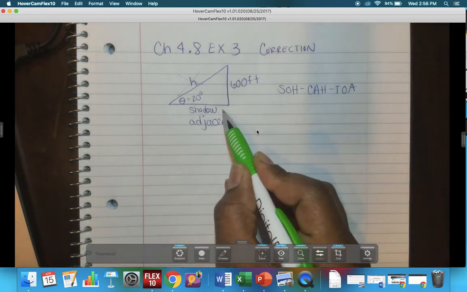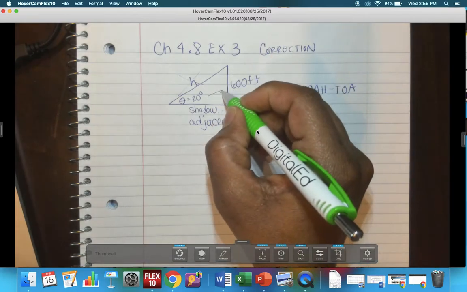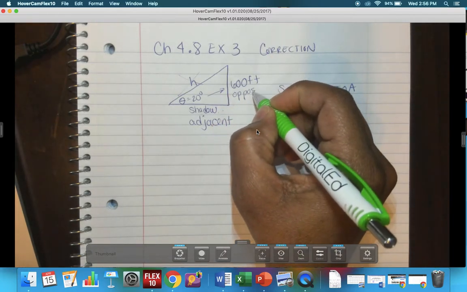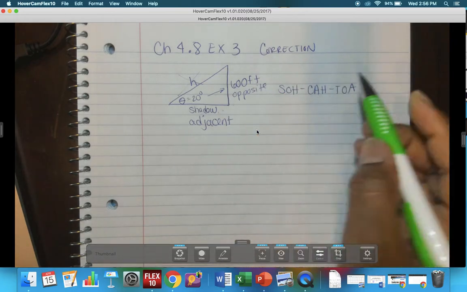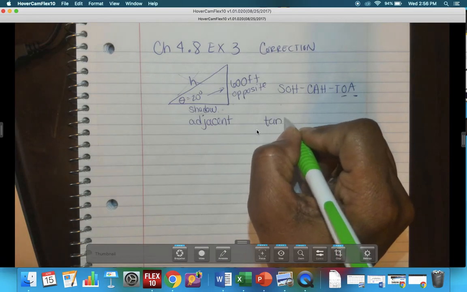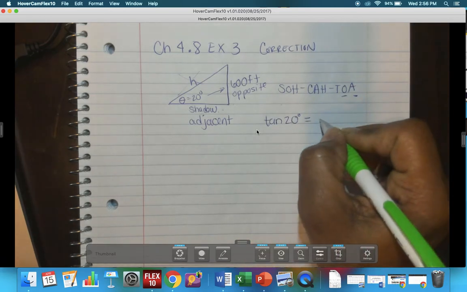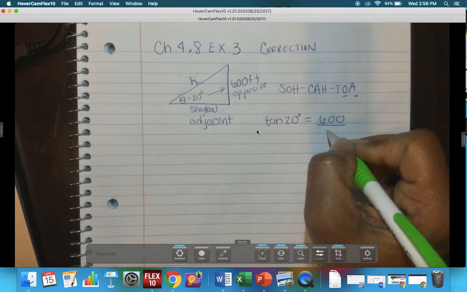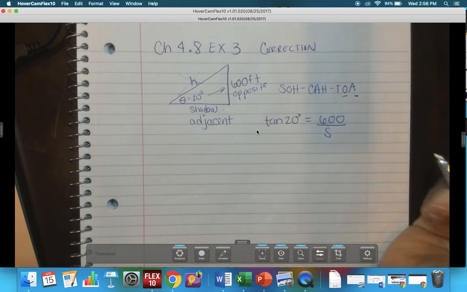So because I'm looking for this side down here, and I know the opposite side, I'm going to use tangent because tangent uses opposite and adjacent. Okay, so I know that tangent of theta, which is 20 degrees, equals the opposite side over the adjacent side. I'm just going to put S for shadow.